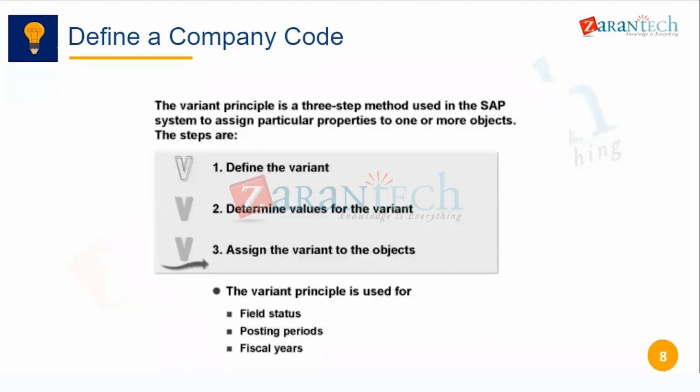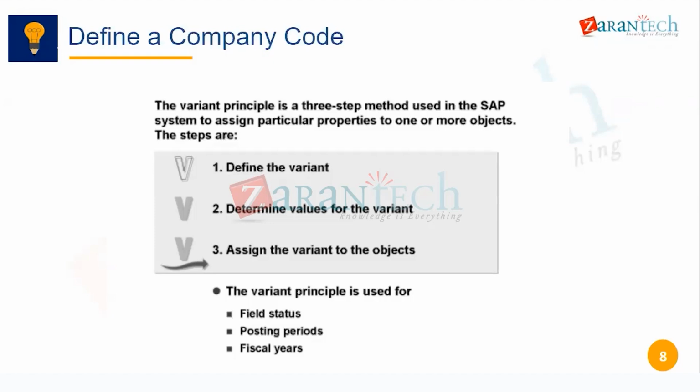The next thing I wanted to show you is that a company code always follows a variant principle. What does this variant principle mean? It means we will be creating some variants which we will assign to the company code. For example, if my company code is in India, it can follow the financial year April to March, correct? That I need to define. So that financial year variant I need to assign to my company code.